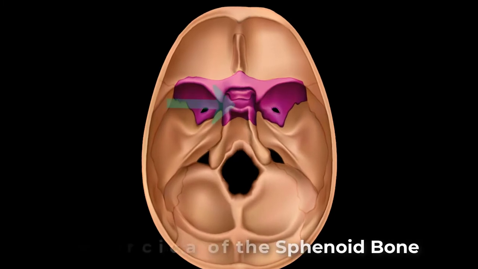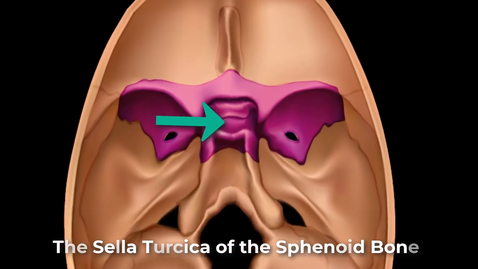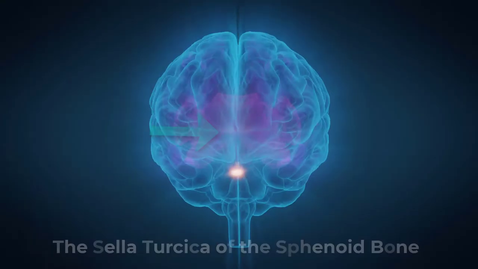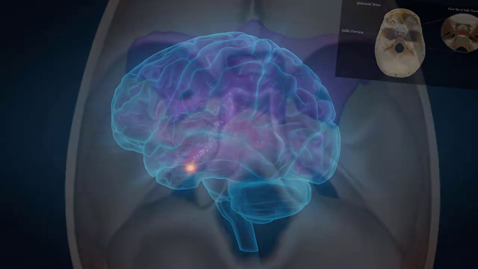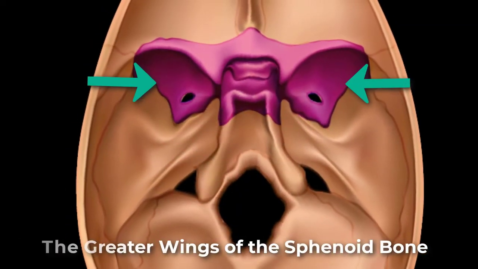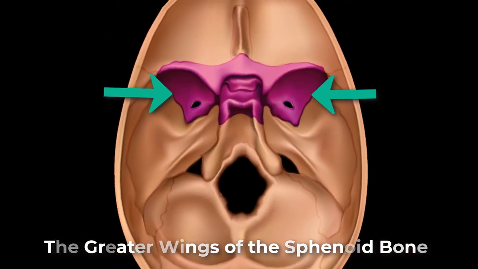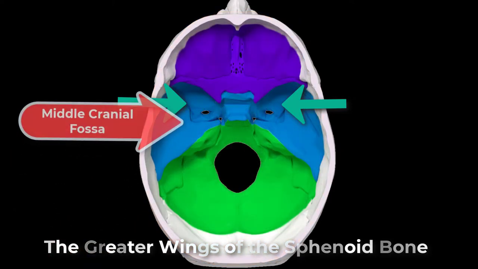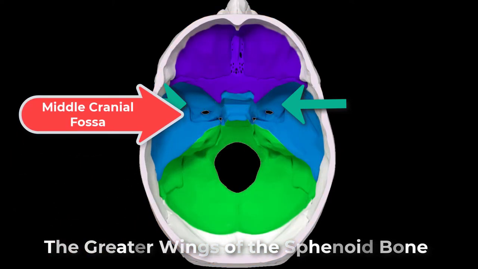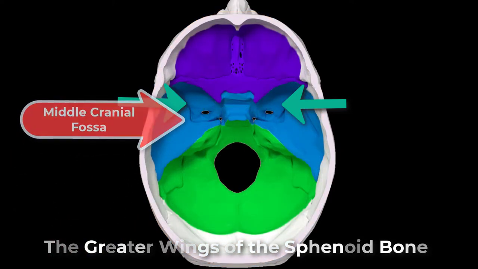The sella turcica is located at the midline of the middle cranial fossa. This houses the pea-sized pituitary gland. The greater wings of the sphenoid bone extend laterally to either side away from the sella turcica, where they then form the anterior floor of the middle cranial fossa.